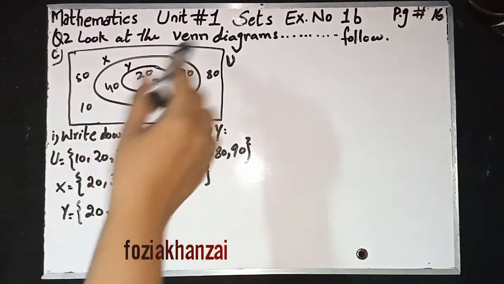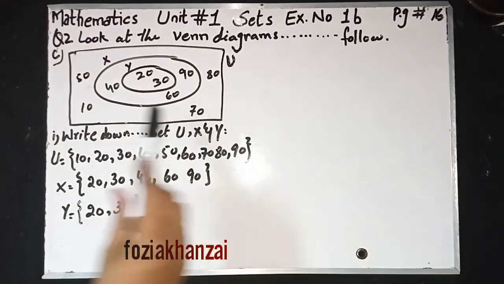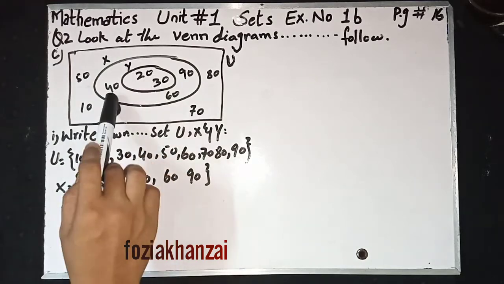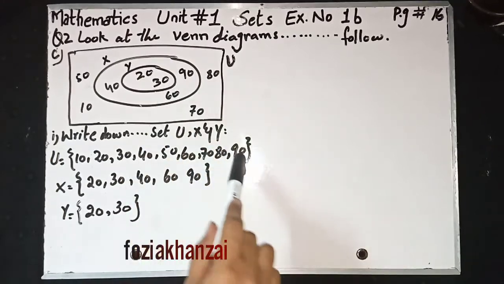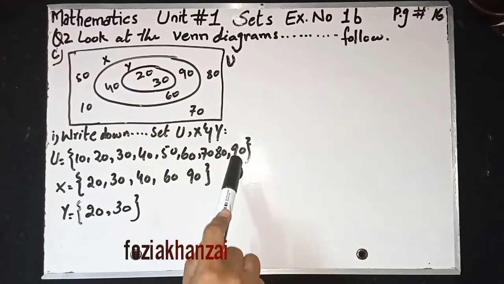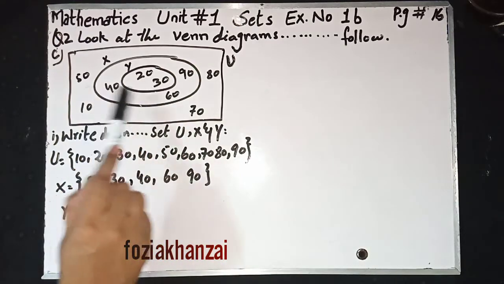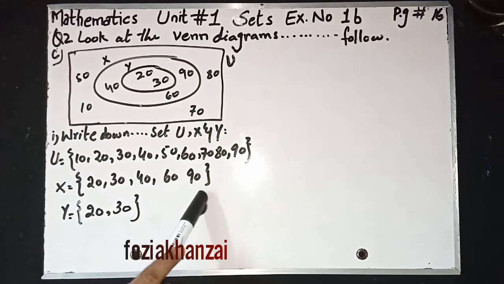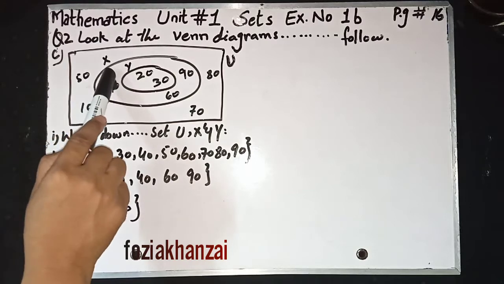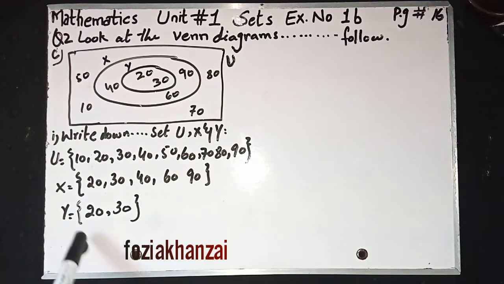Okay, all elements are in this Venn diagram. All elements are included in the universal set. So 10, 20, 30, 40, 50, 60, 70, 80, 90. Now set X: 20, 30, 40, 60 and 90. Those are the elements in set X, and in set Y: 20 and 30. Clear? Set X, set Y and universal set.